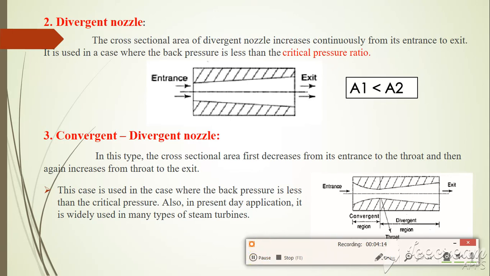In the remaining lectures we are going to study the calculation of the exit velocity in the nozzle, and how to calculate the mass flow rate through the nozzle.